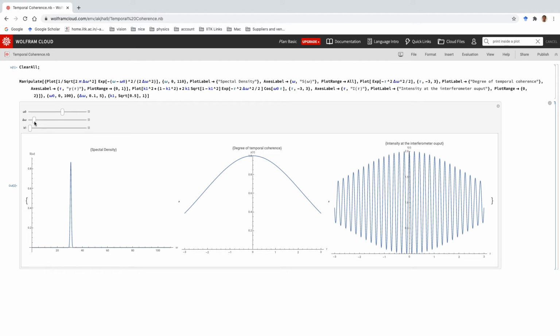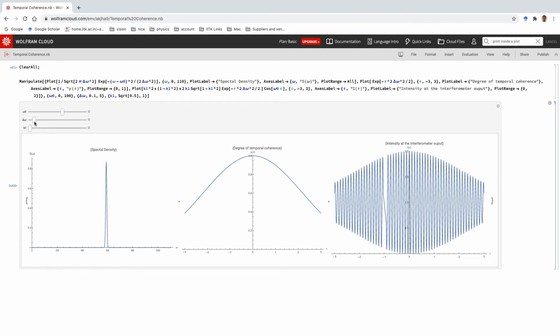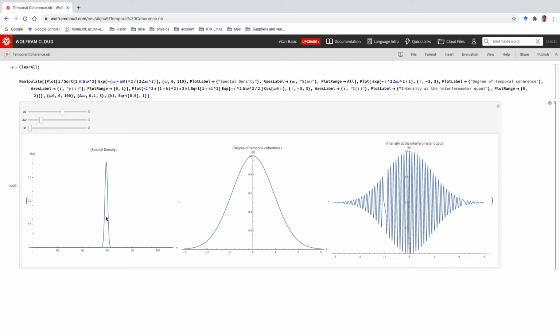Now this is the width of the spectrum, delta omega. So delta omega decides the width of the spectrum, and this is the degree of temporal coherence function, and we know that these two are connected. So if we increase delta omega, this will become broader, and this will become narrower, and this one is simply the degree of coherence function multiplied by a cosine function. So when the width of this one decreases, the width of this one will decrease as well. So this one is just the envelope function that one has here.